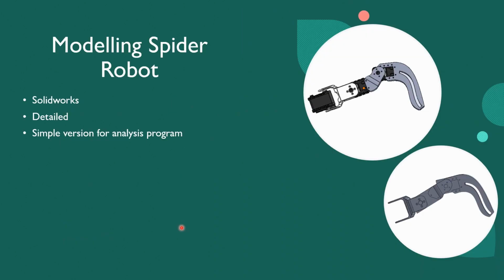First of all, I had to design the spider robot in 3D. I used SolidWorks for this job. I modeled two versions: a detailed one for rendering and measuring the correct lengths between joints, and a simple version for the analysis program.